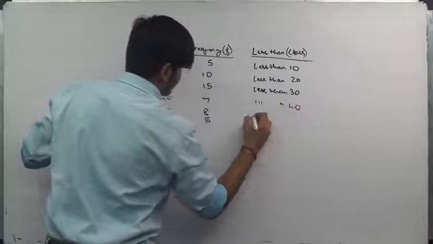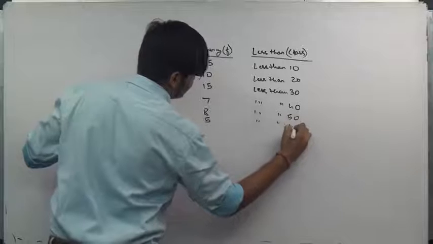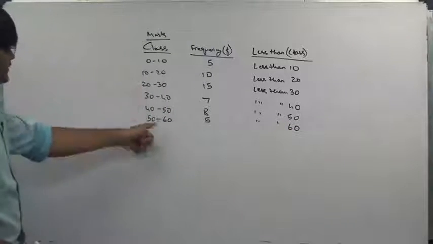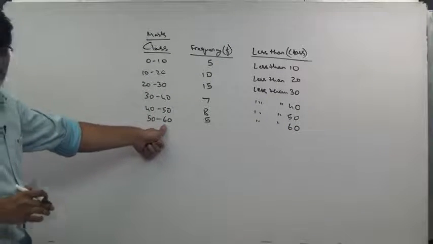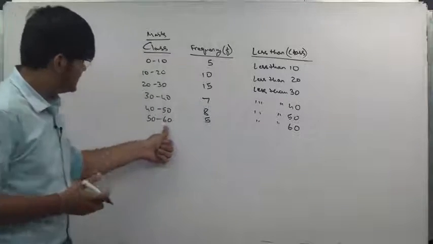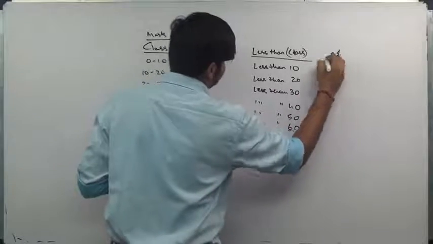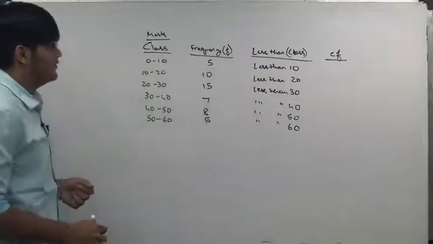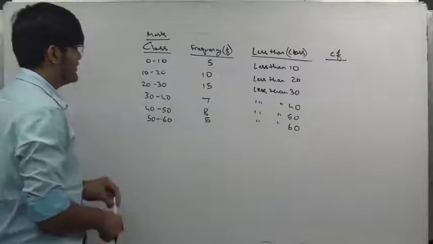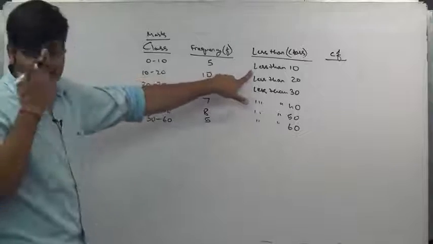less than 40, less than 50, less than 60. This was the highest limit. Nobody has scored more than 60, so there is no question of more than 60 here. Clear? Now we write down the cumulative frequency. The cumulative frequency. So less than 10, what do you mean by less than 10?